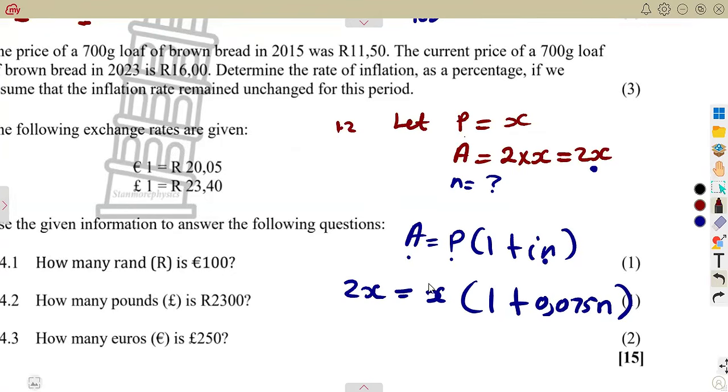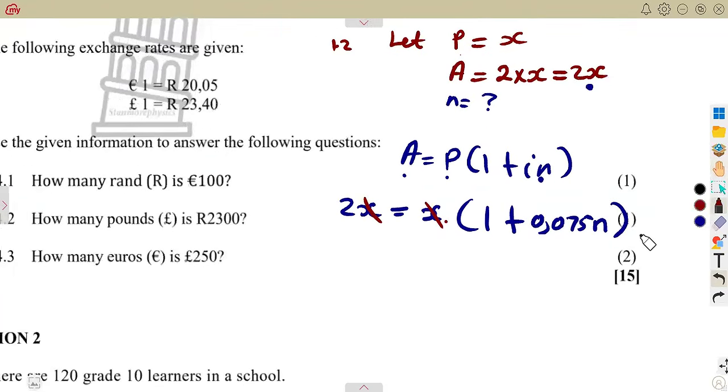So you want to calculate n. So how can you calculate n, guys? This x here and this x, remember, this is a product. So you can divide by x, which means x is no longer part of our equation. That's how that x disappears. So it means 2 is now equal to 1 times, you distribute this inside. So it's 1 times 1, which is 1. 1 times this, that's 0.075n. So you can solve for n, simply transpose the 1 to the other side of the equation. It becomes a negative.